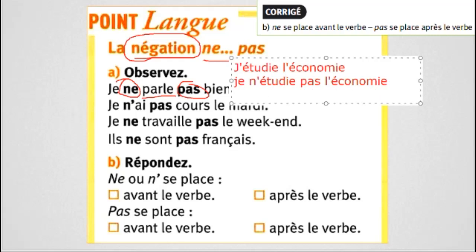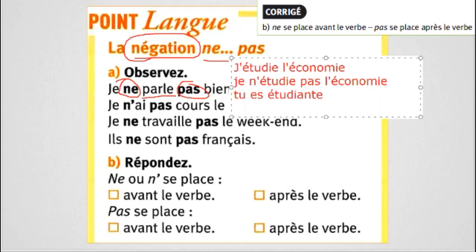What's the word with the negation? Tu es étudiant. You are not a student. How to say that? Tu n'es étudiant pas. Ne pas is between.